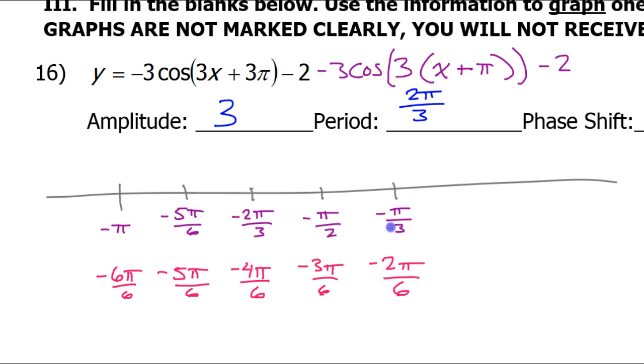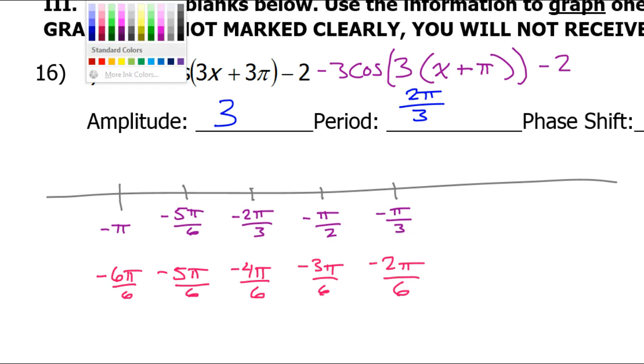So these are the 5 values that I'm going to use. Now, having said that, I need to know where the y-axis is. So the y-axis is always at 0. None of these are 0. And in fact, they're all negative. So what I need to do is keep going until I get to a positive value. So that will show me where the y-axis is.